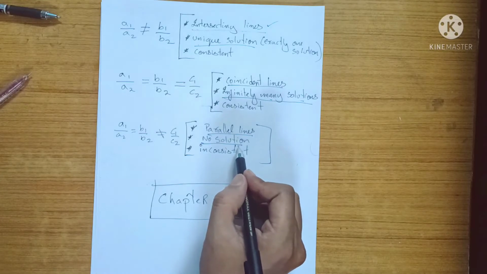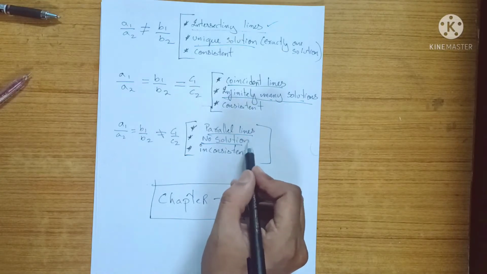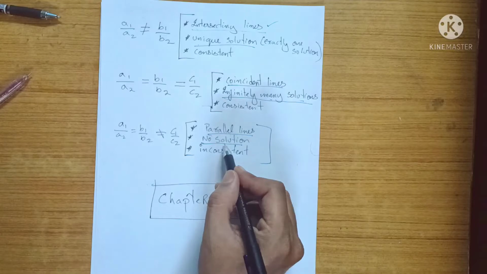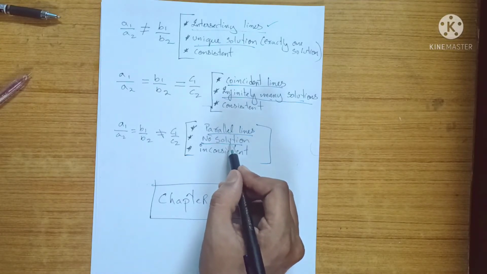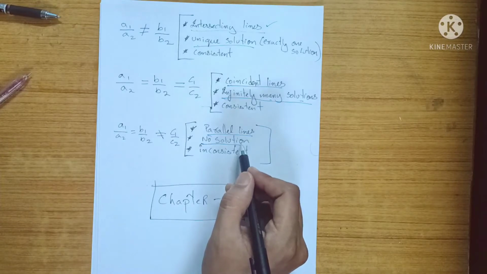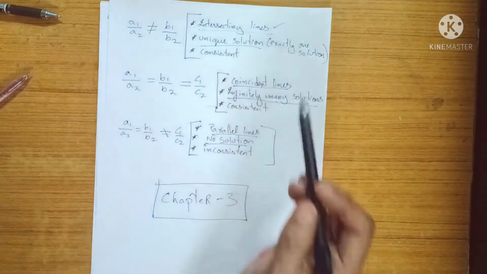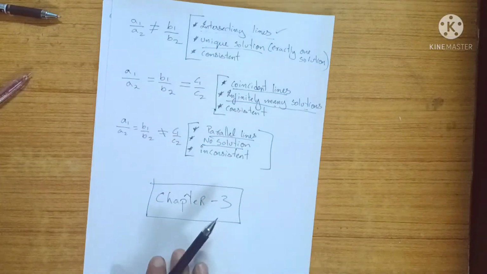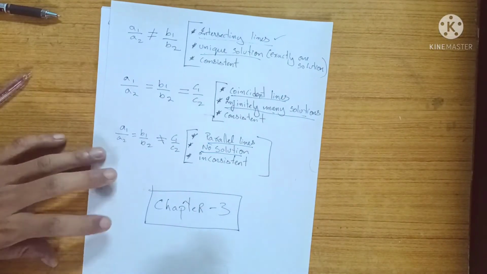So sometimes they might ask, what kind of is this? Will it have infinitely many solutions, no solution, or unique solution? Then you will have to answer according to that. And sometimes they might ask, is it intersecting, coincident, or parallel? So you will have to answer according to that.